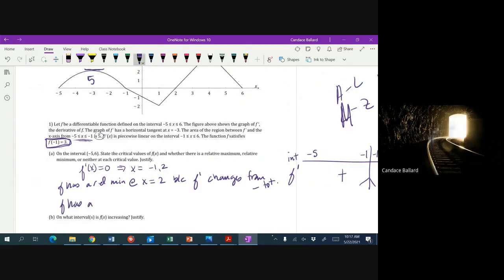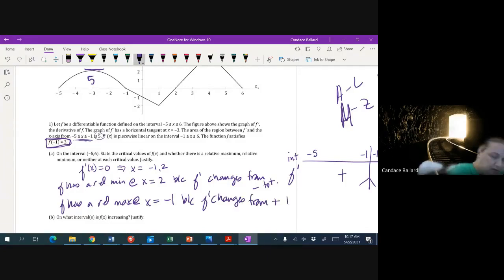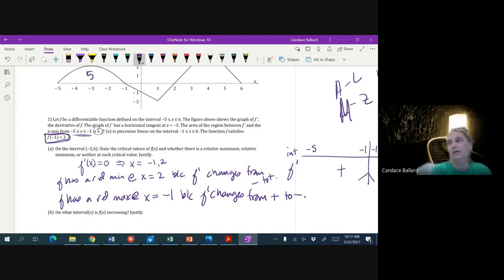F has a relative max at x equals -1 because f prime changes from positive to negative. Okay, give you a minute if you need it.